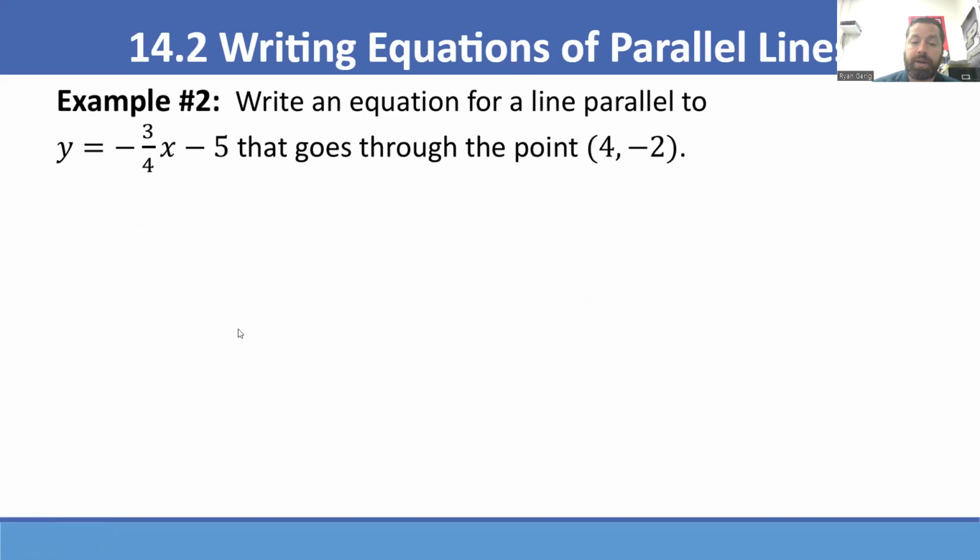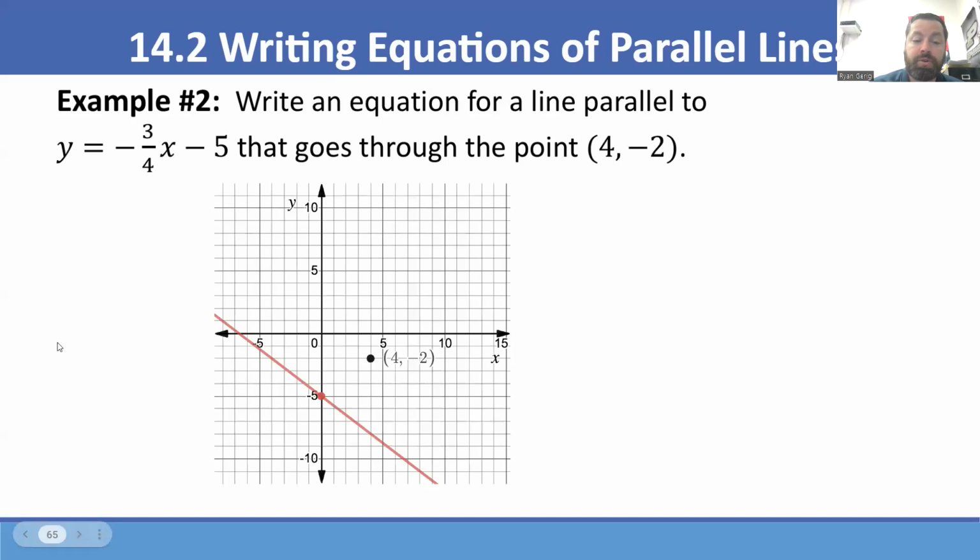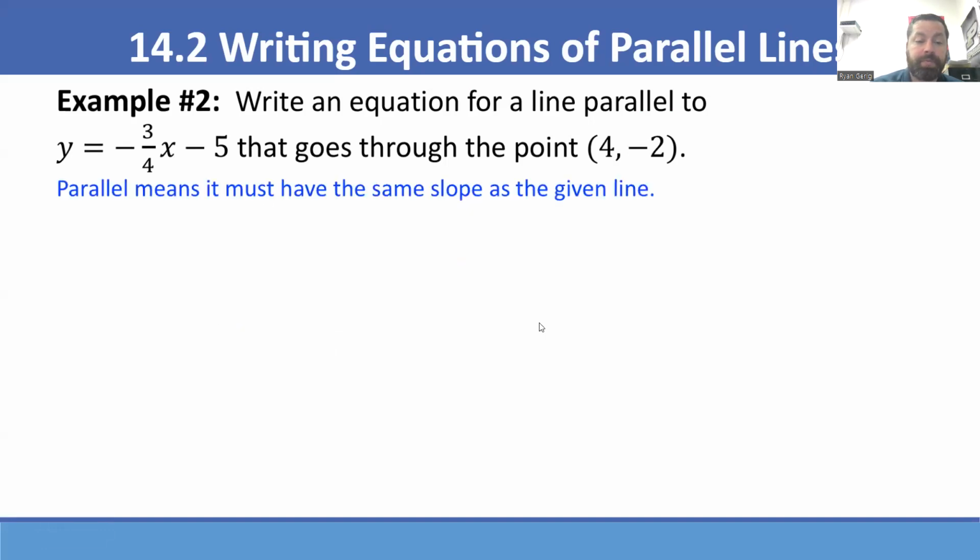Let's try another one. Write an equation for a line parallel to that line that goes through the point (4, -2). If you're feeling pretty confident with this, pause it and try it. Okay, I am going to show you the second option using point-slope form for this one. Here it is graphically what we're doing. We're trying to write the equation of the line parallel to the red line that goes through this point.